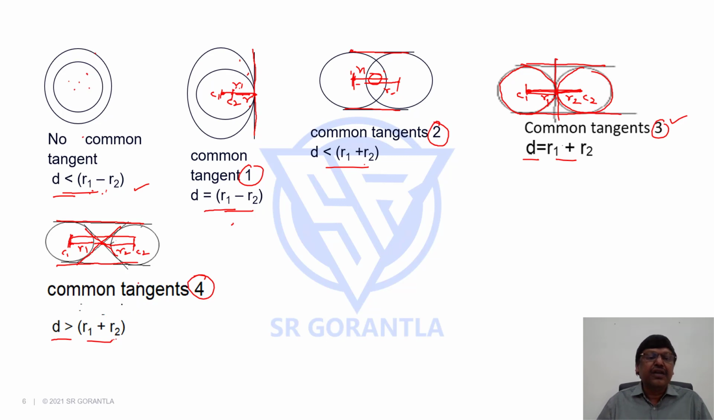Now, here, these two tangents, this top one and these two tangents, are called direct common tangents.